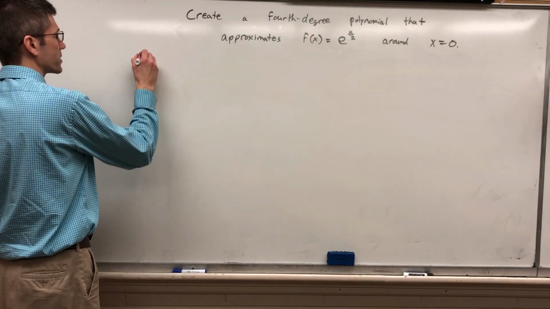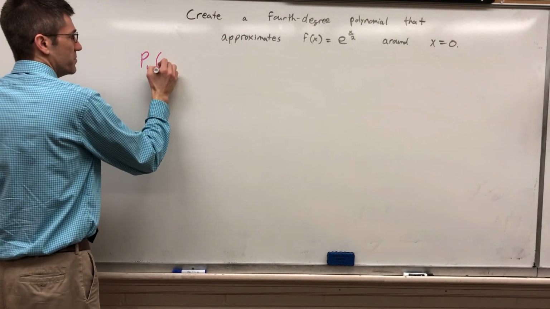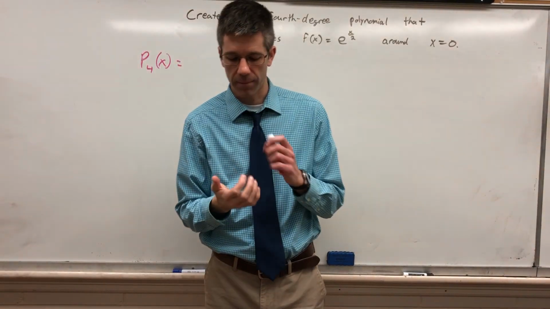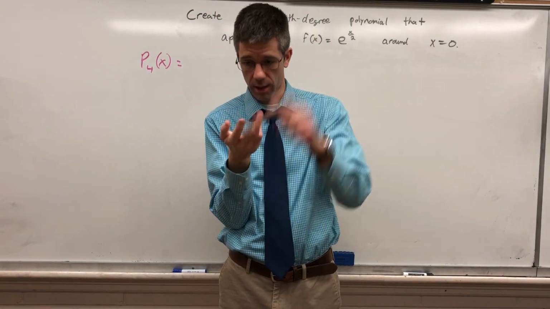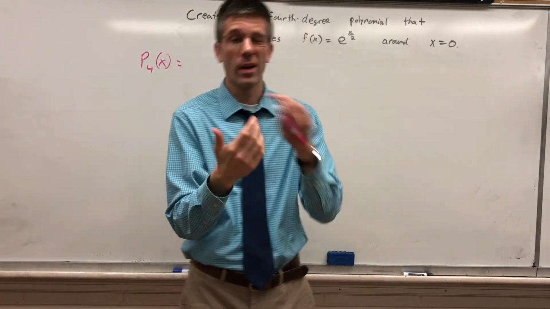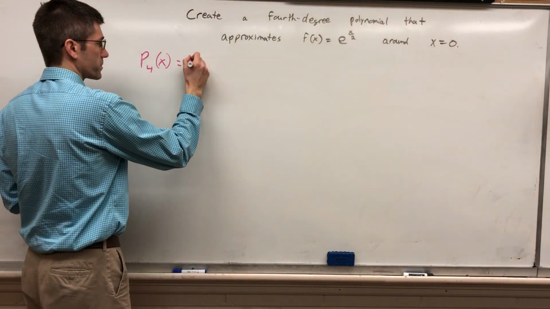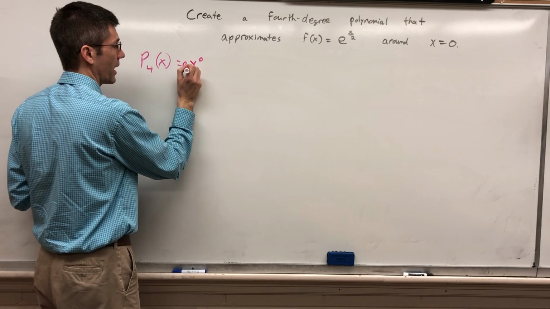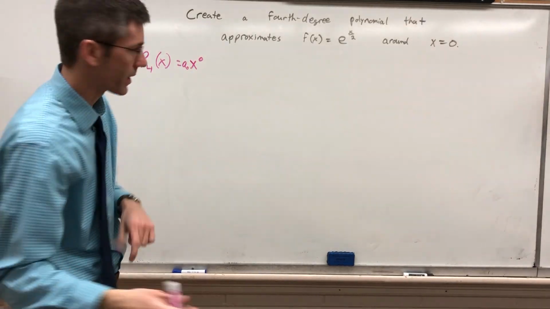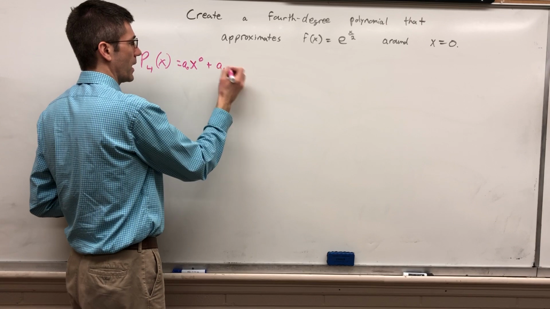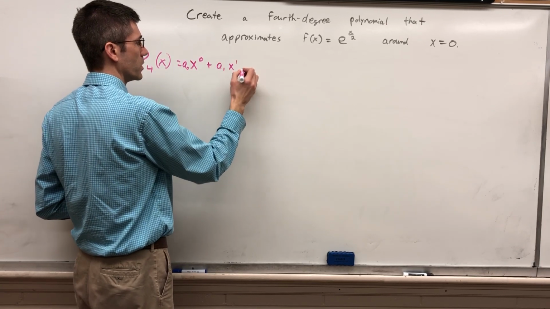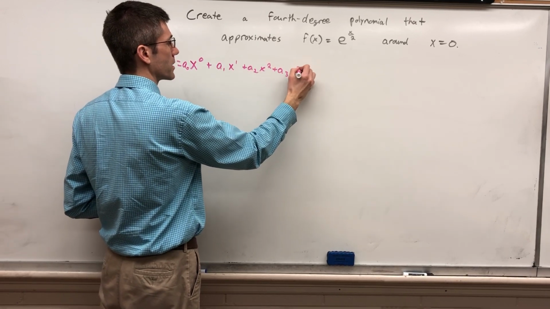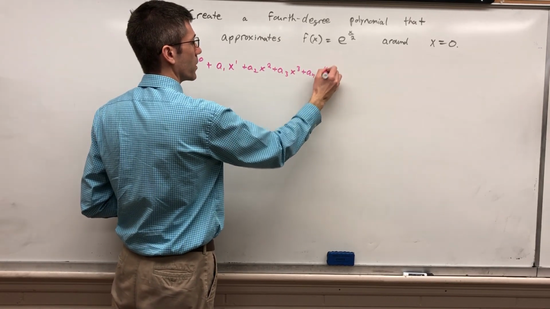Fourth degree polynomial function, I'm going to call it p sub 4 of x equals. Well, a fourth degree polynomial has x to the fourth, x to the third, x to the second, x to the first, and x to the 0. I'm going to do those backwards though. So x to the 0, there must be a coefficient with it. I don't know what it is. I'm going to call it a sub 0. Obviously, you can leave off that x to the 0. And then a sub 1, x to the 1, a sub 2, x to the 2, a sub 3, x to the 3, a sub 4, x to the 4.